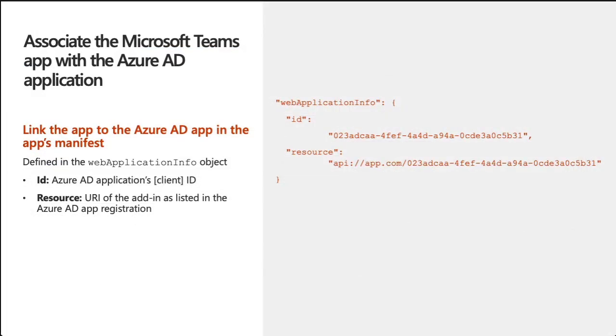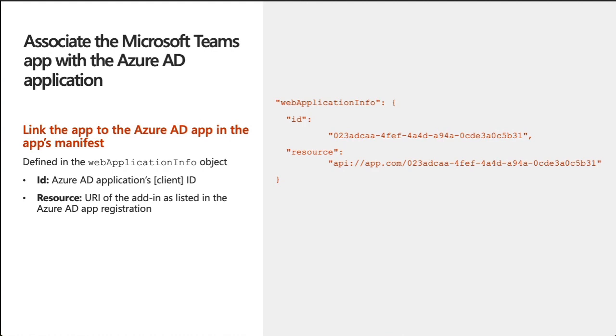Now, once you've created that Azure AD application, you have to associate it with the Microsoft Teams app. And this is going to be done in the app's manifest.json file. Specifically, it's going to be down at the bottom of the file usually, in the web application info object. There are two parts to this. The first one is the ID, and that's the client ID or the application ID of the Azure AD application. The resource property is the URL of the app, which is the same thing as the URI that was used when registering the app in Azure AD.